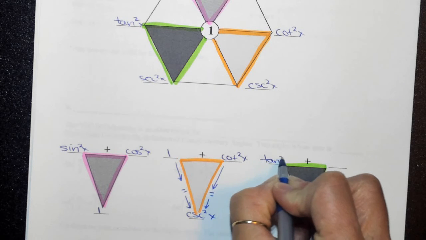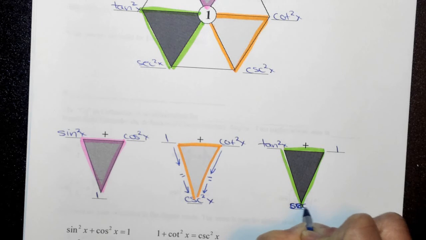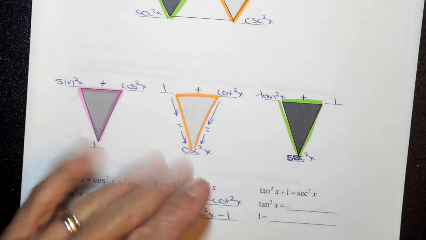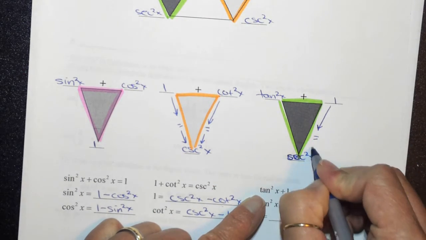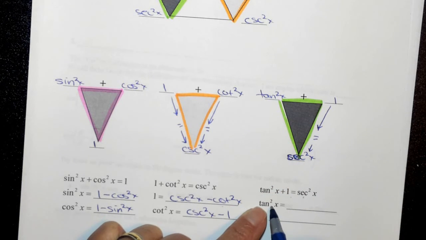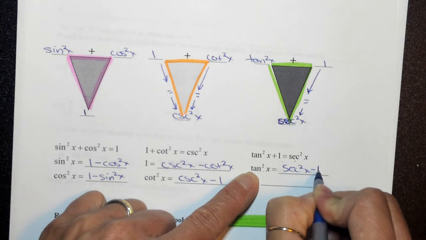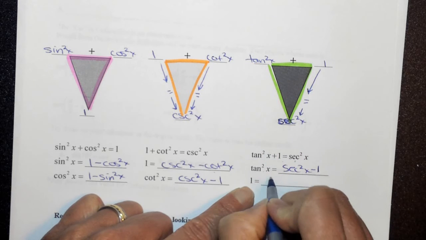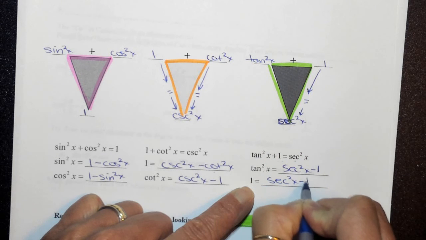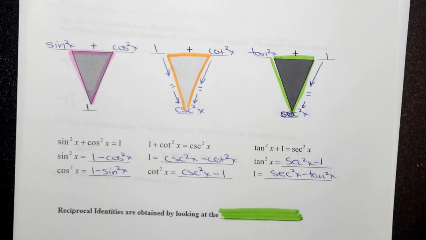This is the tangent squared of x plus 1 is equal to secant squared of x. So you have tangent squared plus 1 is equal to the secant squared. If I want to solve for tangent squared, I subtract 1. If I go back here and I want to solve for 1, I go back to the original, I subtract tangent squared. You have 9 of your identities right here.